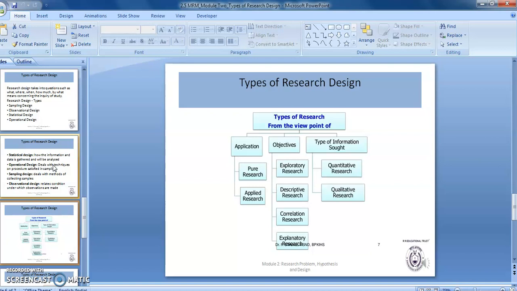Then we have this type of information sought based on the type. Whether the data collecting is quantitative research, which means you collect the data in terms of numbers: age of students, or weight of students, or the economic status of parents. These are all something that you can put a number, 1 lakh per month, or 50,000 per month, or 8 lakhs per annum, etc. Such type of data which is quantifiable is called quantitative research.